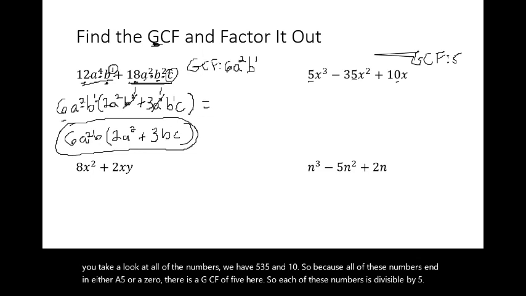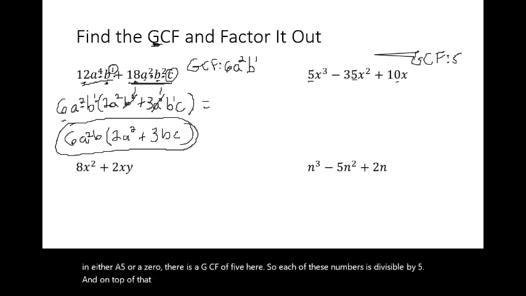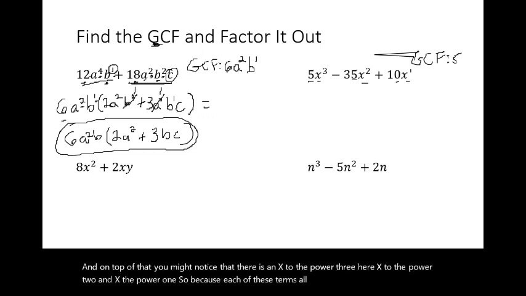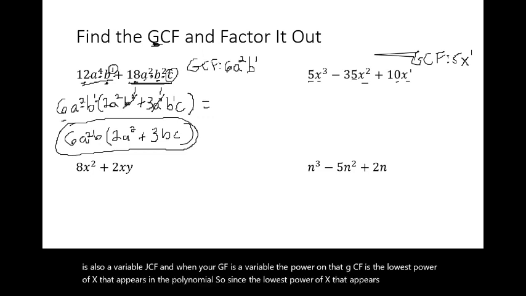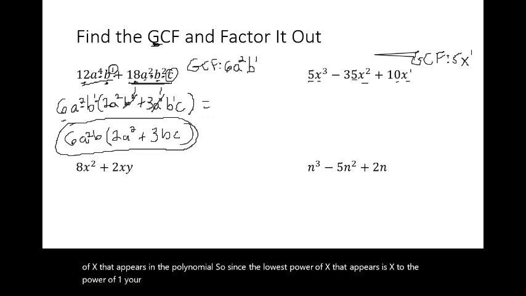And on top of that, you might notice that there's an x to the power 3 here, x to the power 2, and x to the power 1. So because each of these terms all contains the same variable x, there is also a variable GCF. And when your GCF is a variable, the power on that GCF is the lowest power of x that appears in the polynomial. So since the lowest power of x that appears is x to the power 1, your GCF is going to be 5x to the power 1.